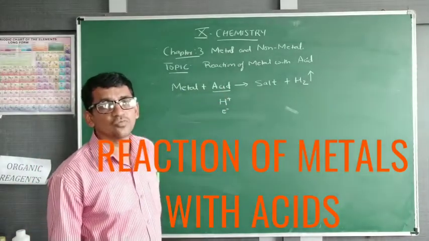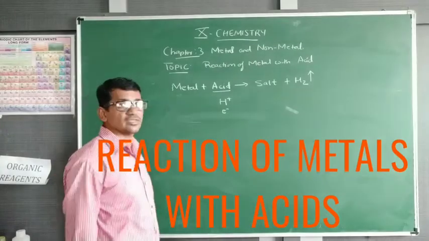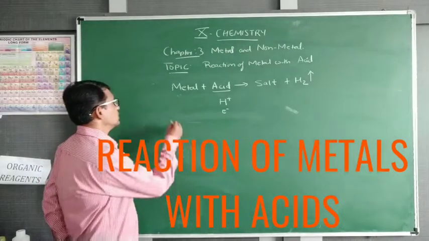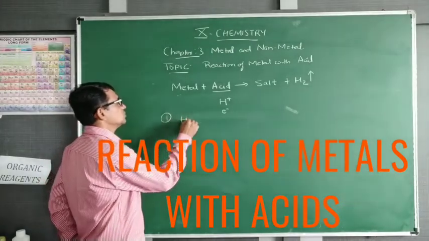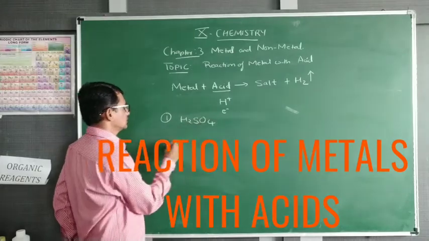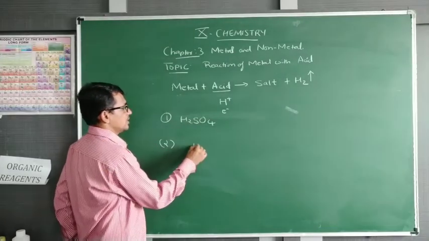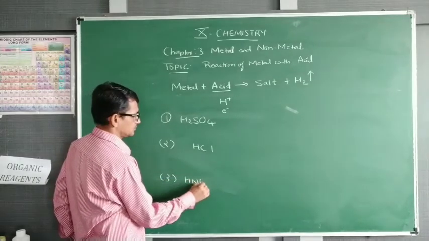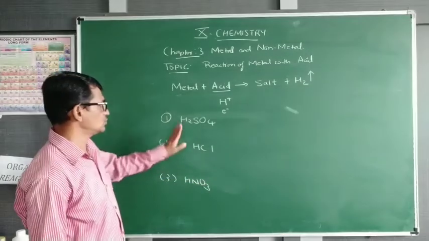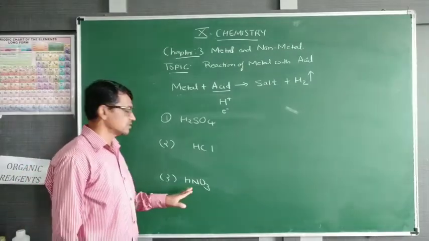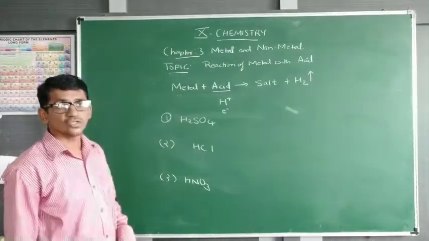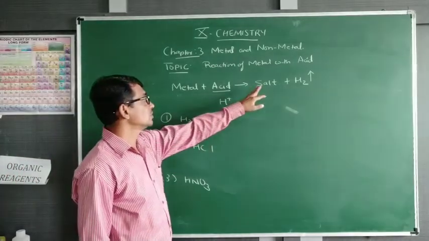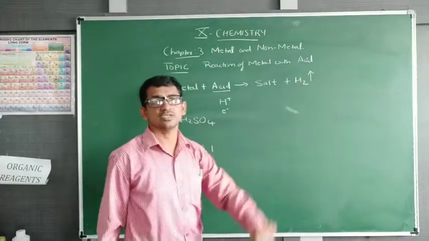There are two types of acids. First is a strong acid and second one is a weak acid. In strong acids we have three acids. First one is H2SO4, second one is HCl, and third one is HNO3, means nitric acid. So these are the strong acids which donate protons very fast and convert metal into salt, and hydrogen gas is given.